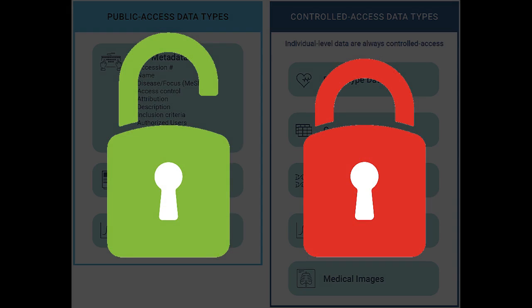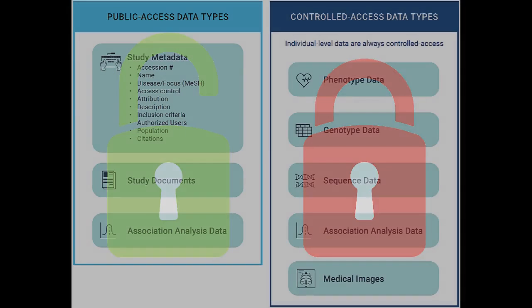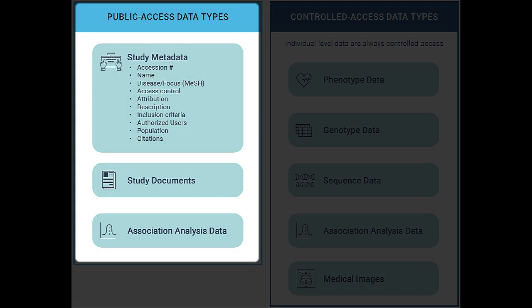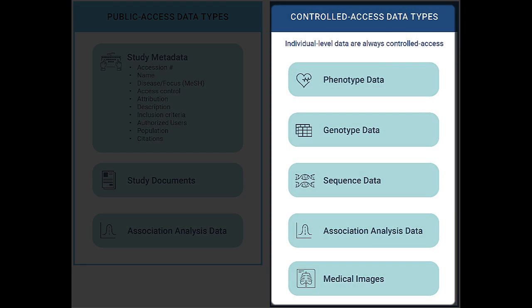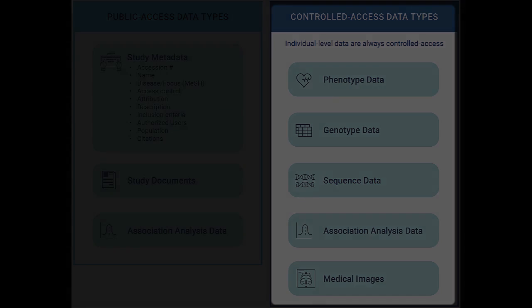You have two levels of access into dbGaP. Public access provides study protocols and summaries of the associations. This information can help you inform your current research and also help you decide if you want to apply for the controlled access level, so that you can view and analyze individual level data.